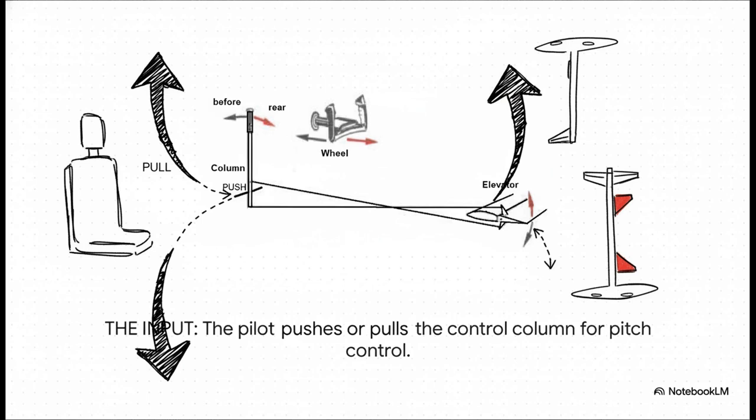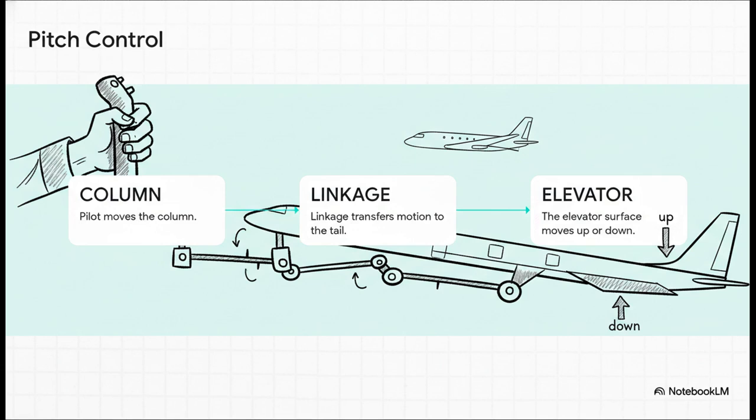To make the nose go up, the pilot just pulls the control column back, towards them. To make the nose go down, they push it forward. Simple as that. The mechanics are just as direct as before. The pilot moves the column, and a series of linkages transfers that push or pull motion all the way to the elevator on the tail, making it move either up or down.